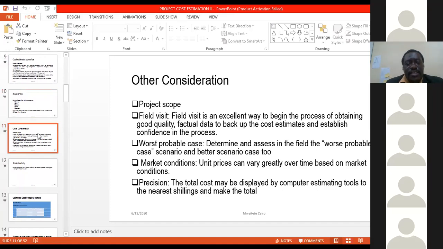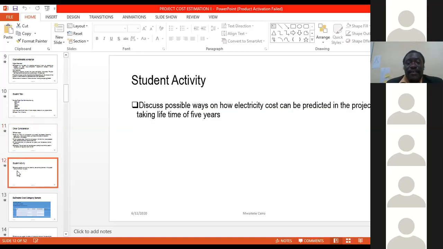What are the other considerations when you are planning for your cost? It is the project scope. You will check for the project scope. What is your scope? And make sure your scope is covered by all the costs. Make field visits to examine the costs, so that you can have confidence in it. And also you need to plan for the worst-case scenario and also the better-case scenario of costs. Check for market conditions, and you must be very precise when you're planning for those costs.